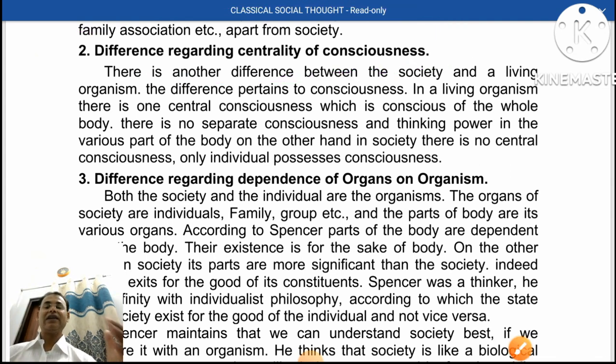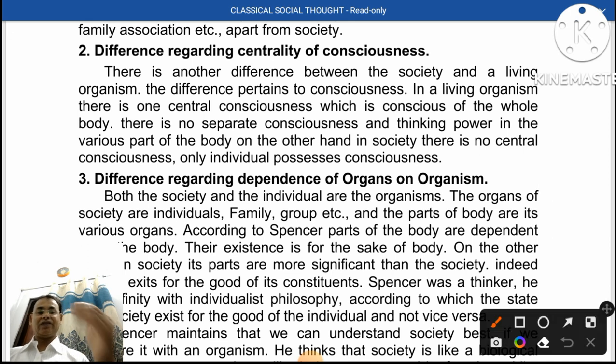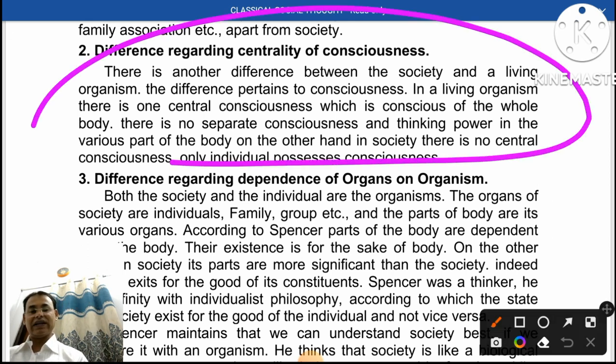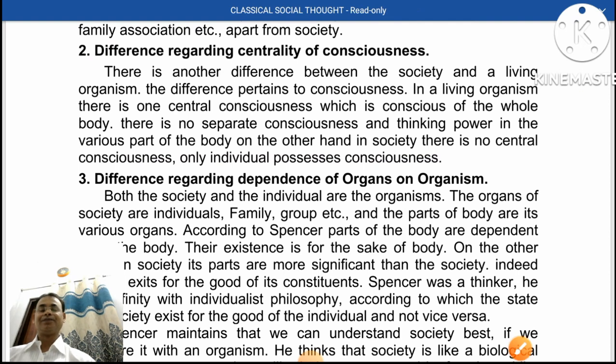There is another difference between society and a living organism. The difference pertains to consciousness. In a living organism, there is one central consciousness which is conscious of the whole body. There is no separate consciousness and thinking power in the various parts of the body. On the other hand, in society, there is no central consciousness; only individuals possess consciousness.